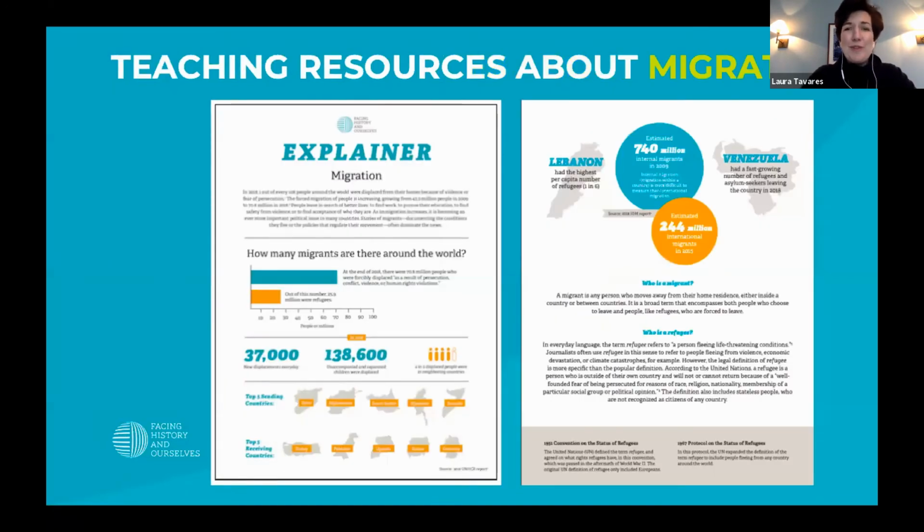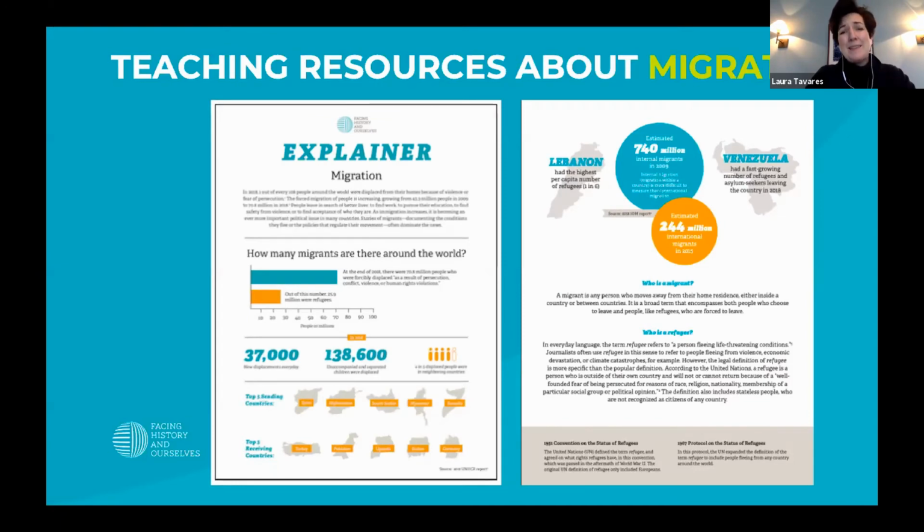So I want to share with you a few resources about migration specifically that I think might be helpful in your context. This year we started creating not just short lesson plans, but also what you see here, something called an explainer, which is a short resource. You can print it out as a PDF and copy it easily.